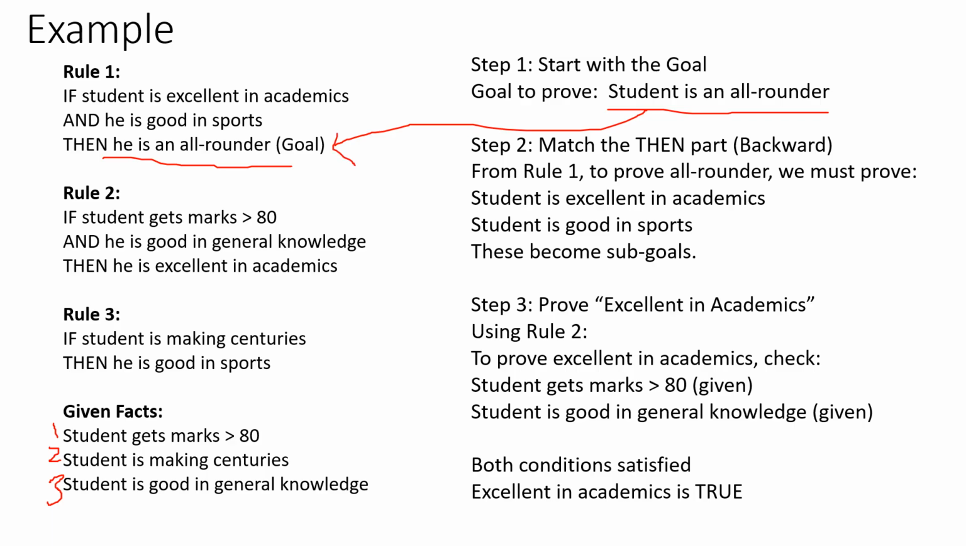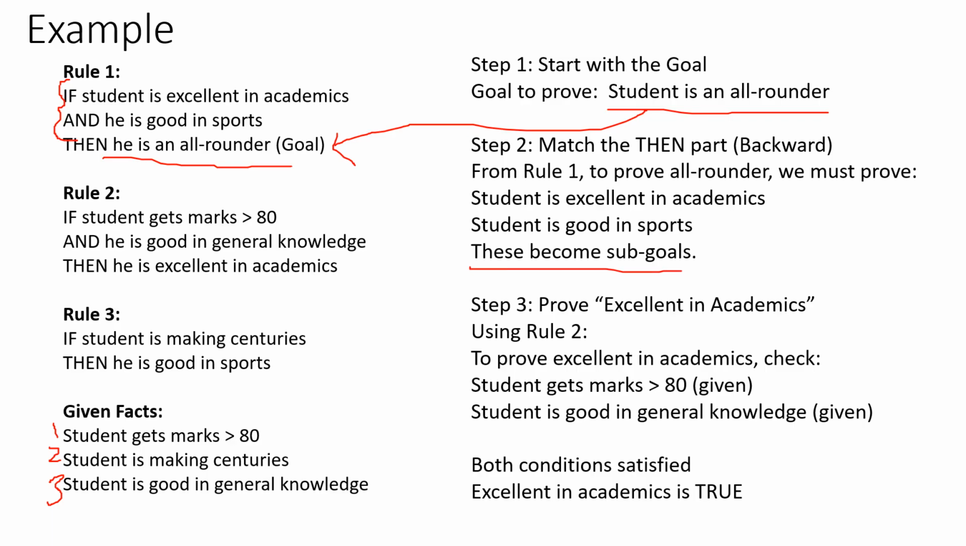But there is a condition. If these two conditions are available in the working memory, then we can say that he is an all-rounder. So we will check whether these two conditions are available in the working memory. First one is student is excellent in academics. That is not available. Then he is good in sports. That is also not available. So what we will do? We can add these two as sub goals. So these become the sub goals.